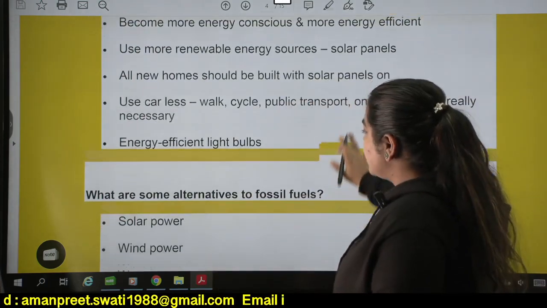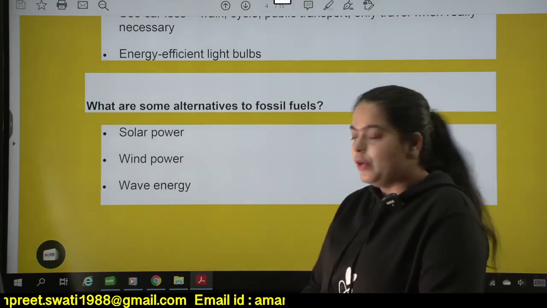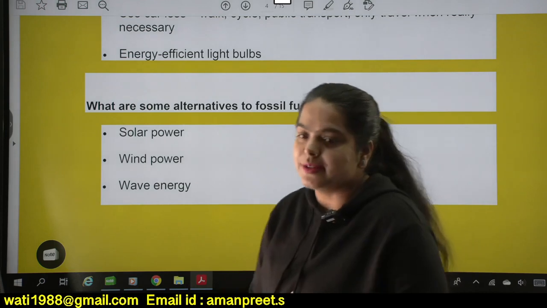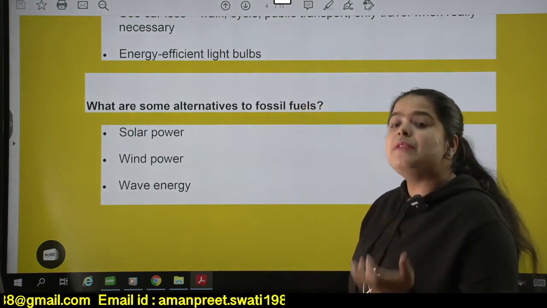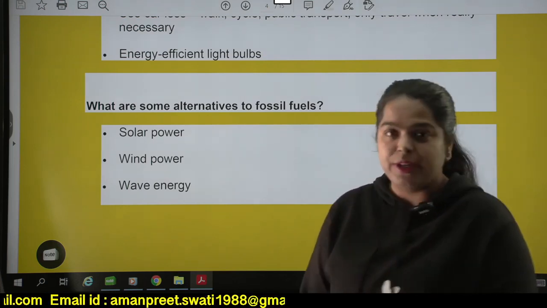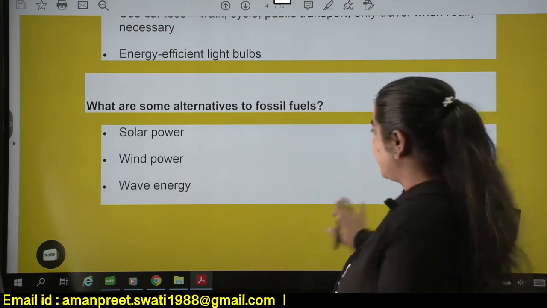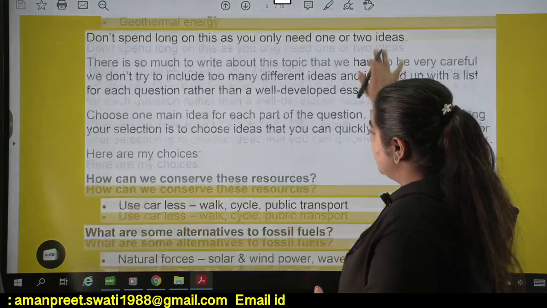The second question was in the context of what are some alternatives to fossil fuels? Solar power, wind power, wave energy. Wave energy is basically associated with the tides, right? That means from the sea waves in the ocean, you can even generate your energy from that source too. Tidal energy, biomass energy, geothermal energy.